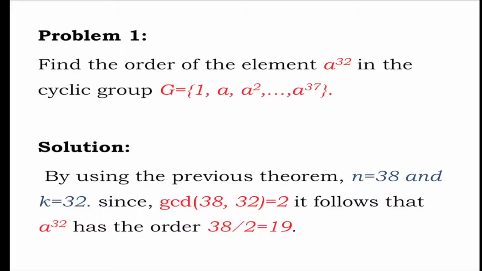Now let us solve some problems by using the previous theorems. Problem number 1: find the order of the element a power 32 in the cyclic group G equal to {e, a, a squared, and so on up to a power 37}. Clearly the order is 38, so n is equal to 38 and k is equal to 32. By the previous theorem, we have to find the GCD of 38 and 32. This is equal to 2, and therefore a power 32 has the order n divided by GCD of n comma k, which is 38 divided by 2, which is equal to 19.